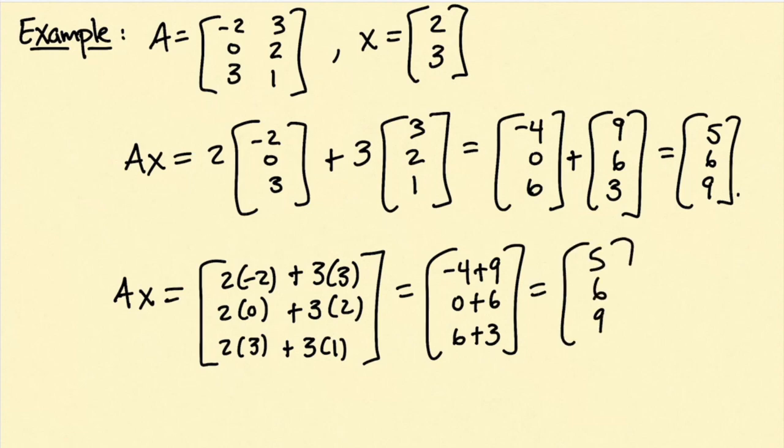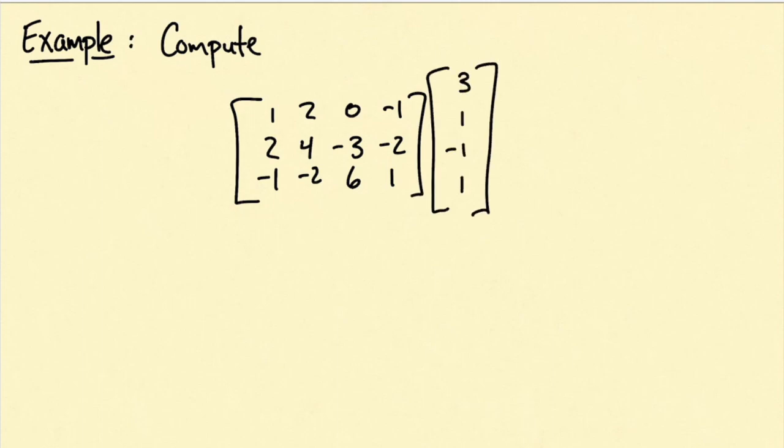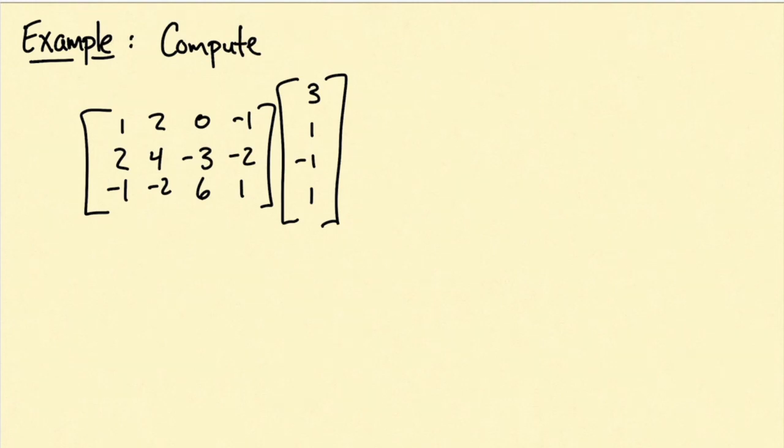As another example, compute the product 1, 2, -1, 2, 4, -2, 0, -3, 6, -1, -2, 1 by the four-dimensional vector 3, 1, -1, 1. You should take a second, pause the video, and compute the product. Now that you've had a second to think about this, here's the solution.